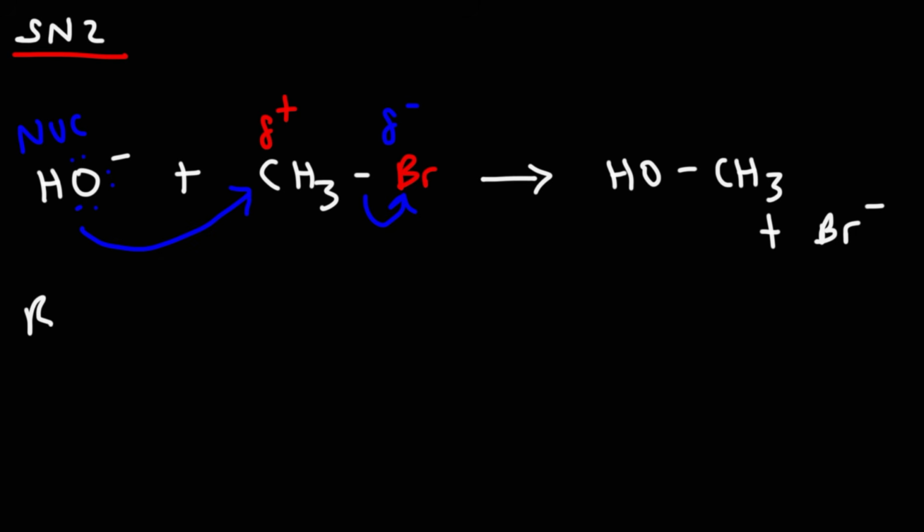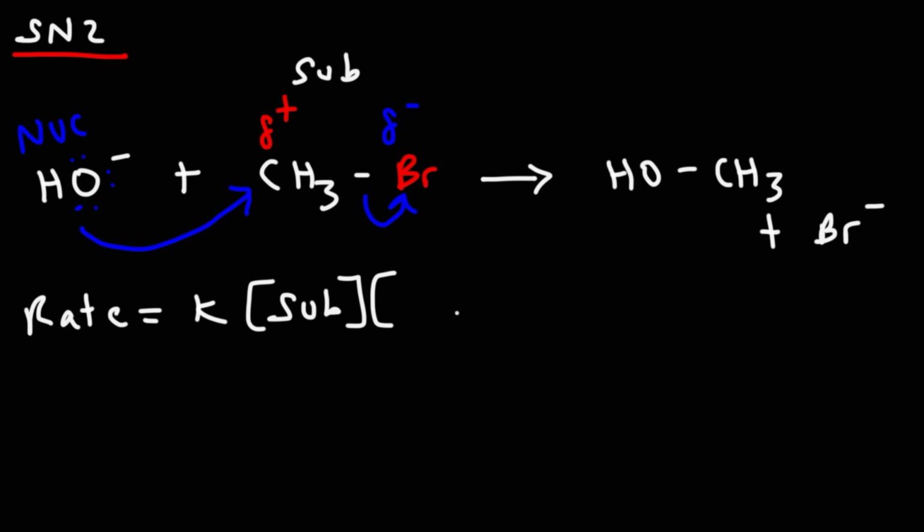Now here is the rate law expression for the SN2 reaction. The rate of the reaction depends on the concentration of the substrate. The substrate is the alkyl halide, and it also depends on the concentration of the nucleophile, which in this case is hydroxide. So if you add the exponents, it's second order overall. So that's the SN2 reaction. It's a second order nucleophilic substitution reaction.